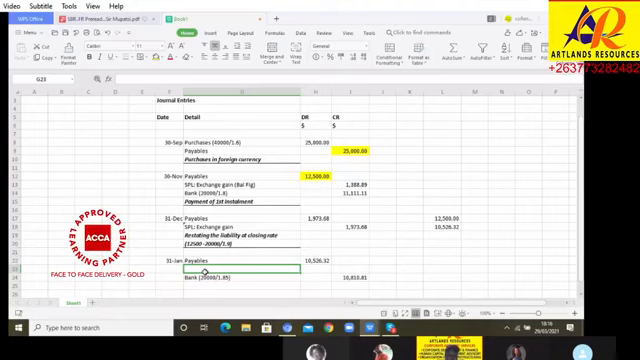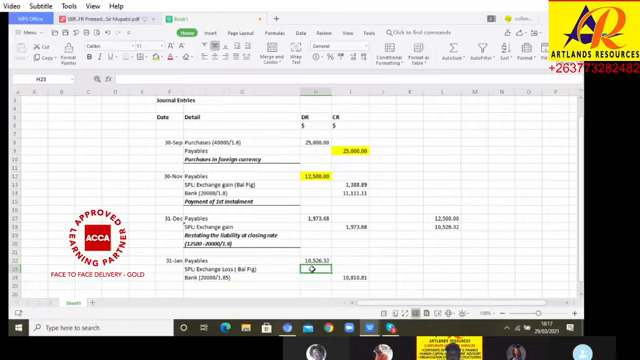Talk to me, guys. It's a loss, because you are now paying more. So you say statement of profit or loss, then you say exchange loss. It's a balancing figure.